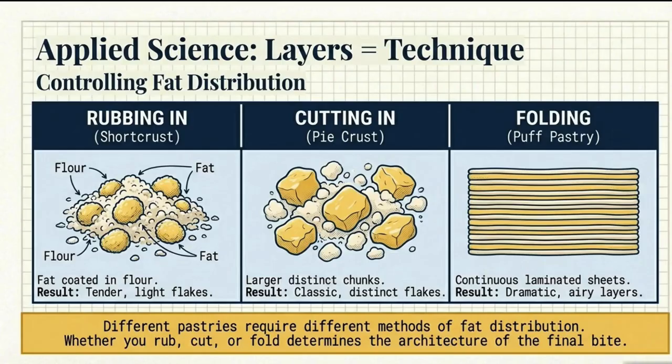Controlling fat distribution. Rubbing in: short crust. Fat coated in flour. Result: tender, light flakes. Cutting in: pie crust. Larger, distinct chunks. Result: classic, distinct flakes. Folding: puff pastry. Continuous laminated sheets. Result: dramatic, airy layers.